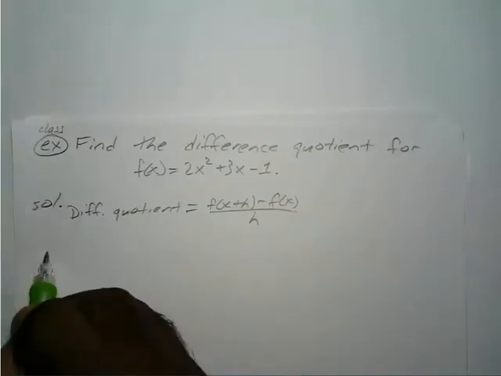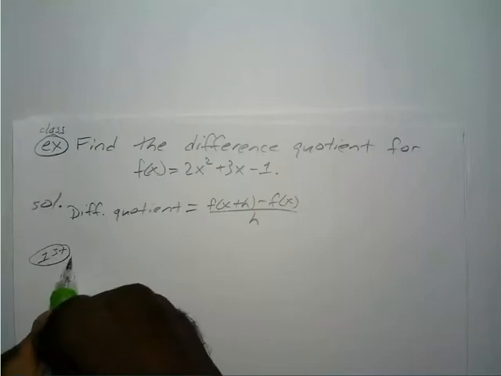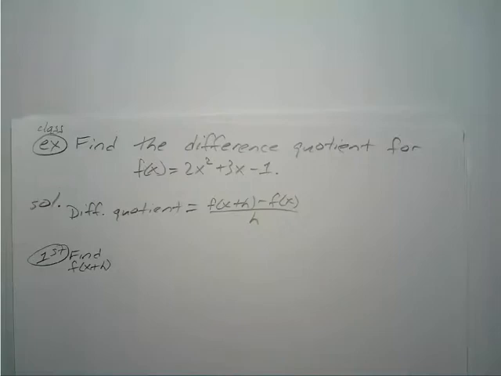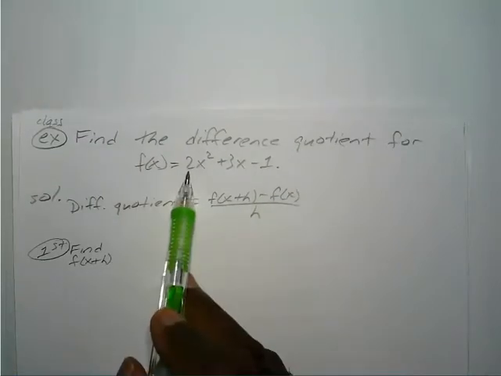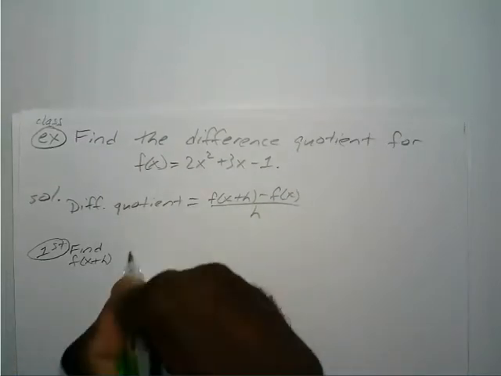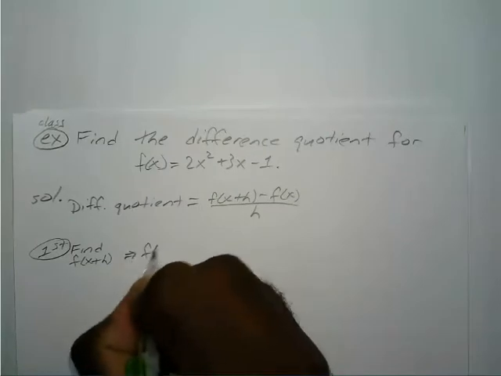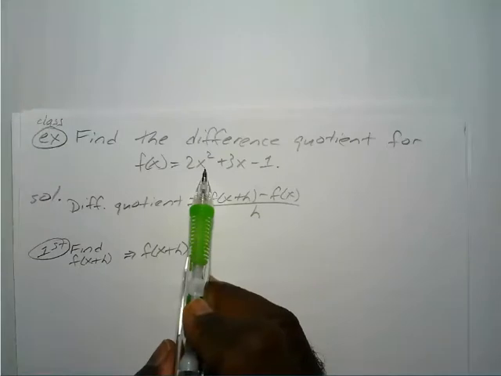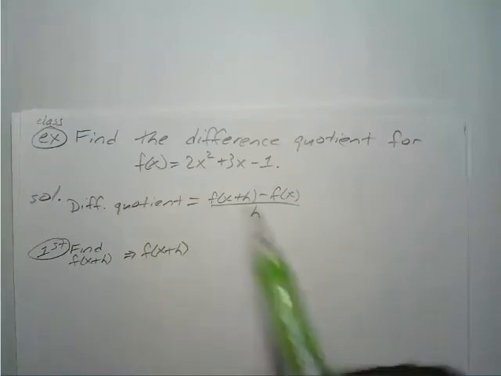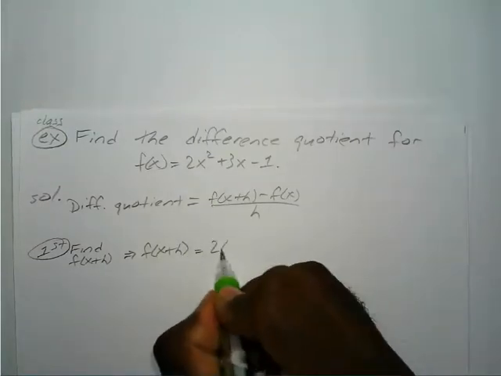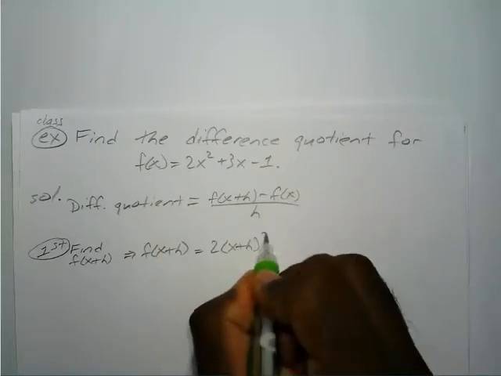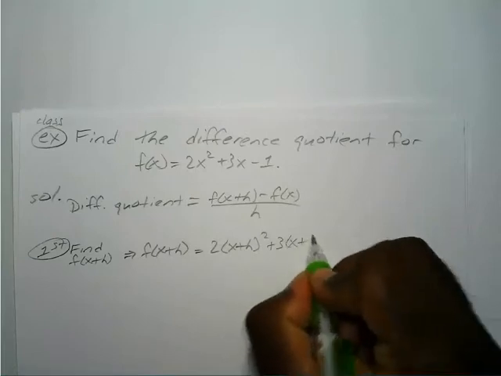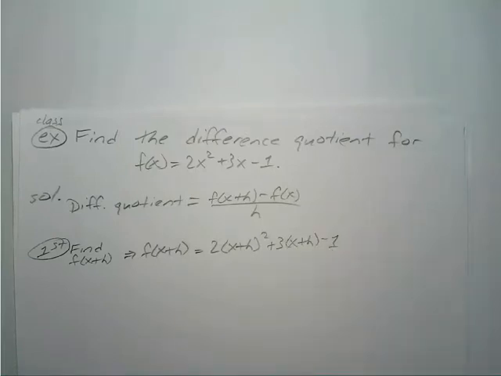Okay, so once again, first thing you want to do is find f of x plus h, because we already know our f of x. Again, replace every x with x plus h. So that's 2 times x plus h squared plus 3 times x plus h minus 1.